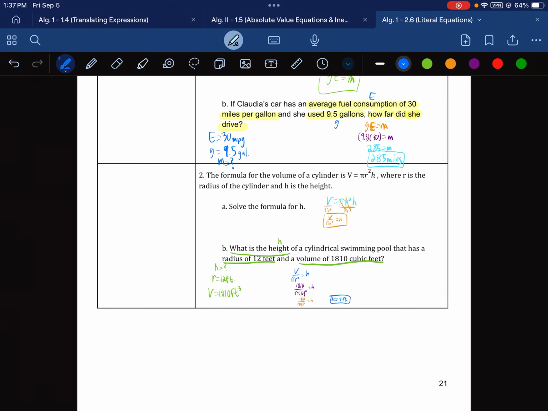And that closes up this unit and this section of Algebra 1.